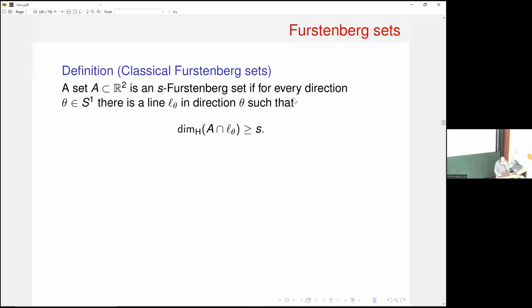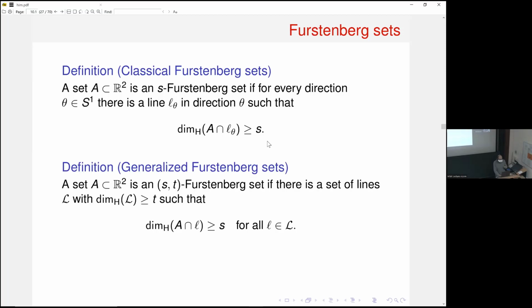Okay, so let me switch to the next topic, which is Furstenberg sets. So what is a Furstenberg set? It's sort of a fractal analog of a Kakeya set. Everything today is in the plane, because the plane is already difficult enough. I mention this because Kakeya sets are completely understood in the plane, but Furstenberg sets are not. Okay, so a set in the plane is an S Furstenberg set if for every direction there is a line pointing in that direction such that the set intersects that line in dimension at least S.